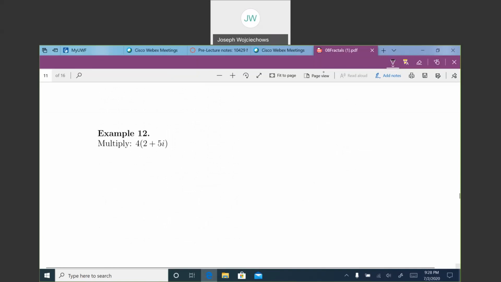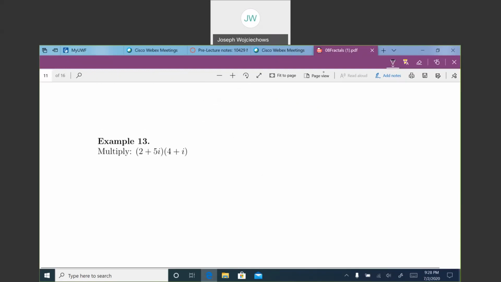Okay, now we're looking at multiplication. We're multiplying by an imaginary number. And this is just like any other thing like this. We're going to distribute this. So we'll do 4 times 2 plus 4 times 5i. And this is essentially 8 plus 20i. That's it.